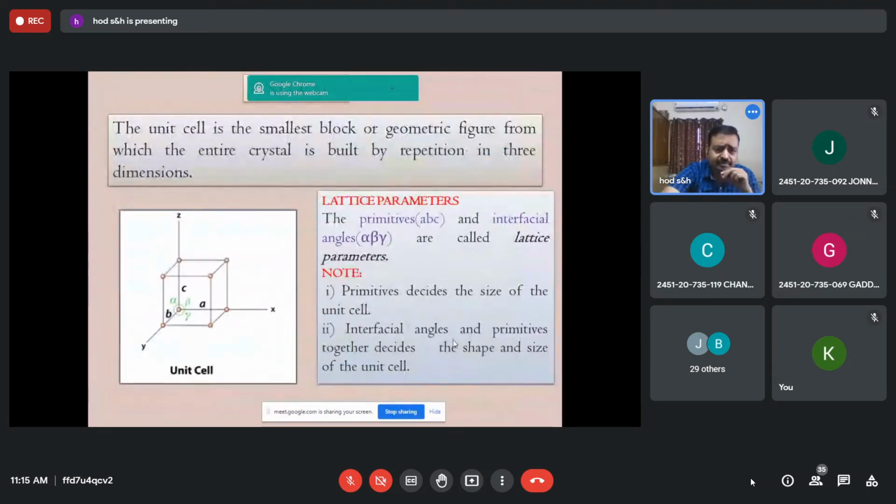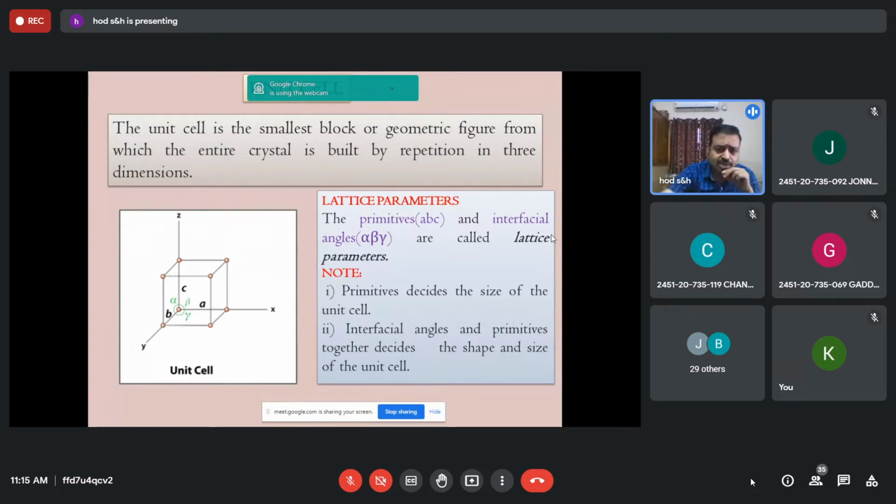And the third one is unit cell. The fundamental geometrical pattern which on translational repetition will give you the actual crystal structure. The unit cell is the smallest block or geometric figure from which the entire crystal is built by repetition in 3 dimensions, along the x-axis, y-axis, and z-axis. So the same fundamental pattern is repeated so that it builds the given crystal structure.